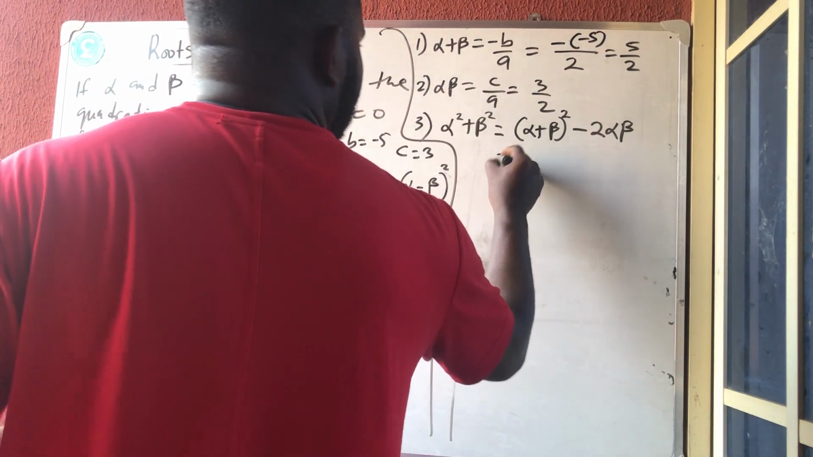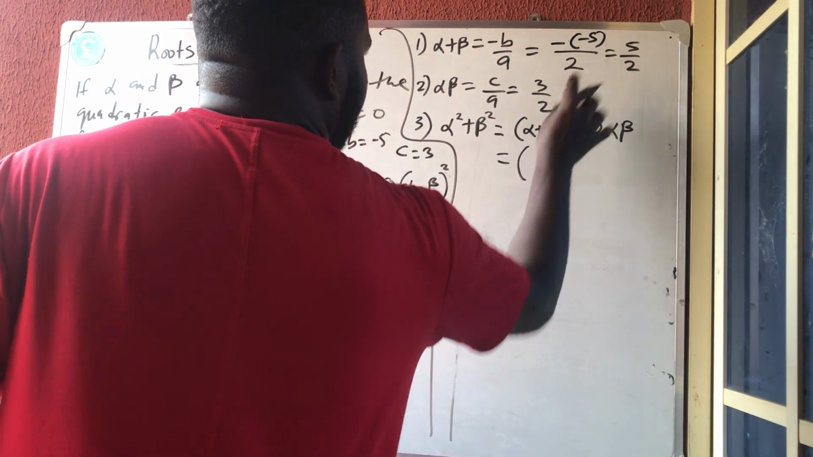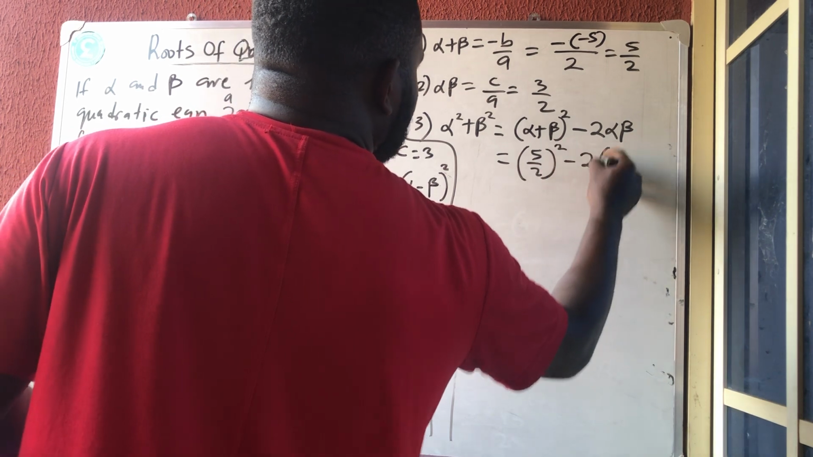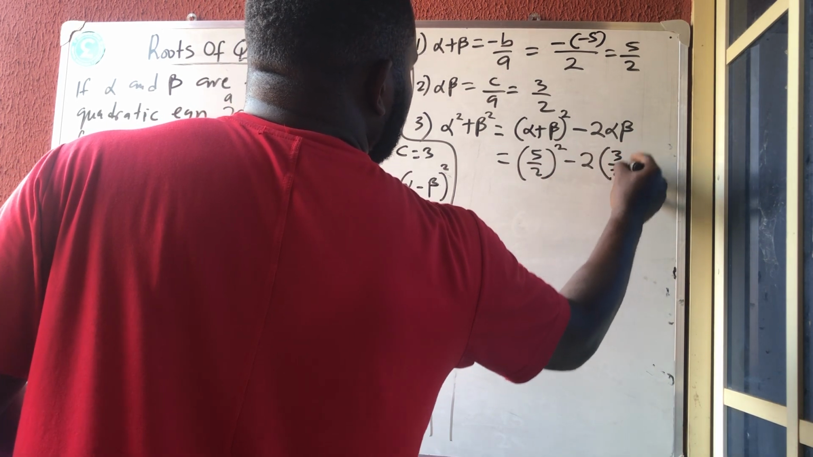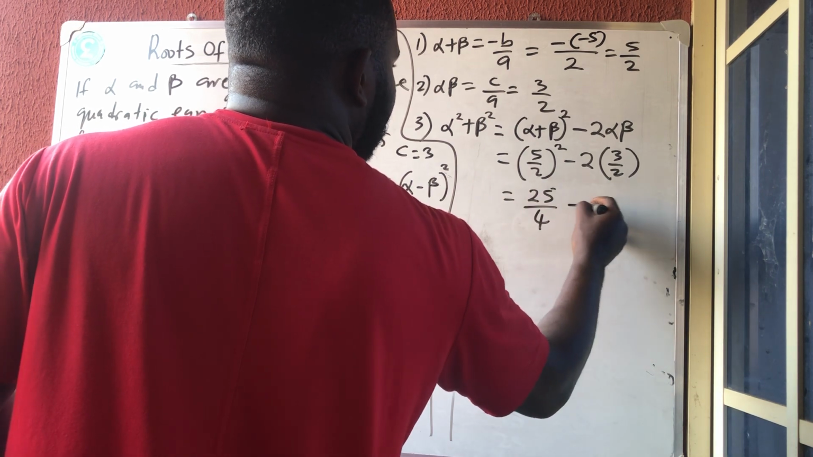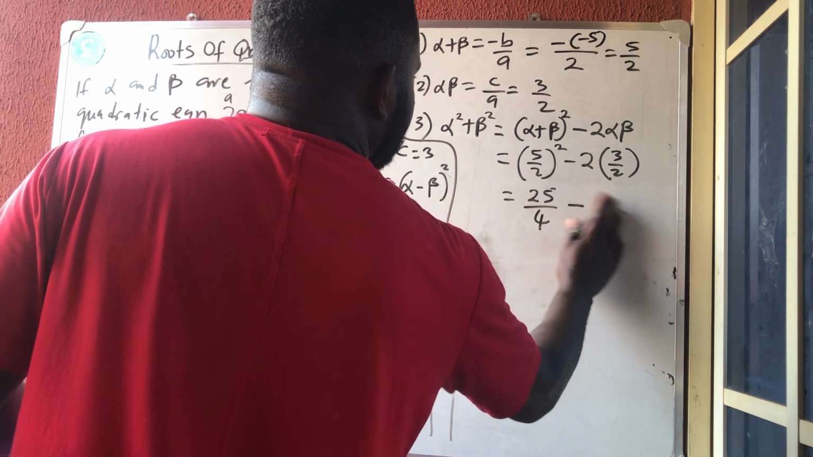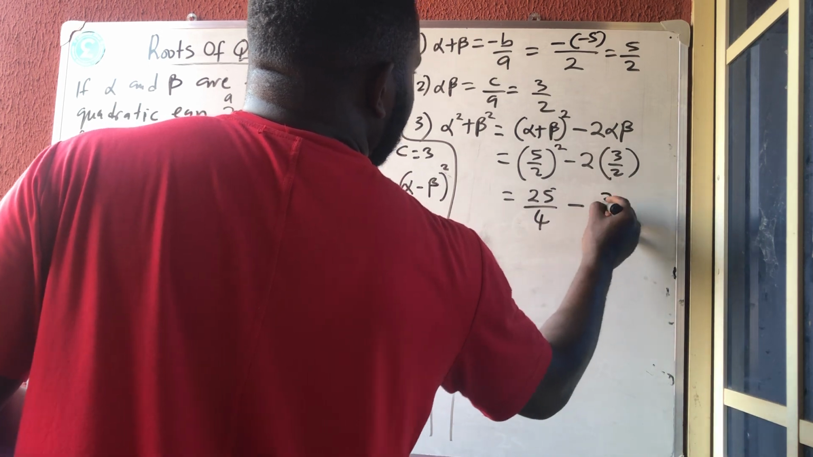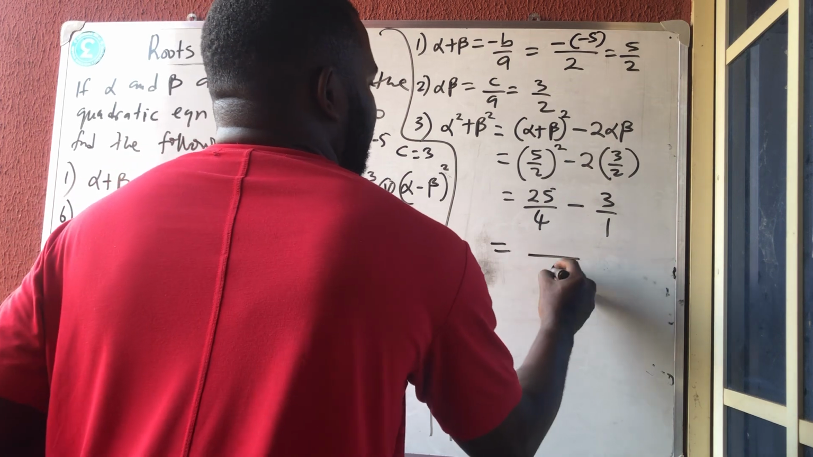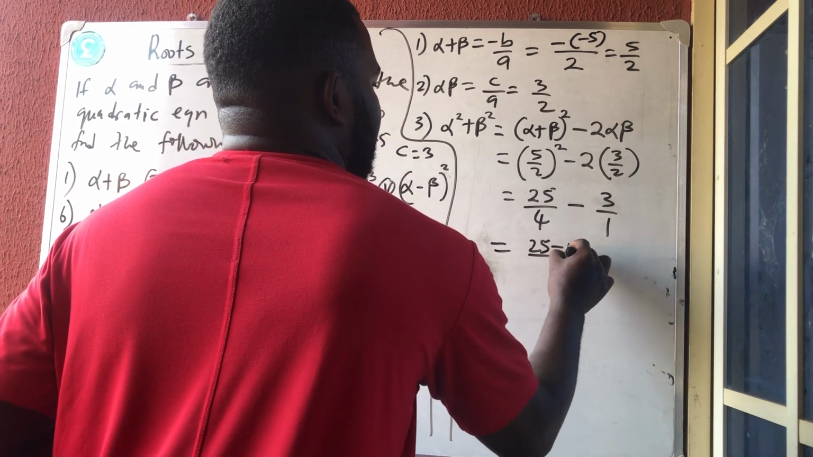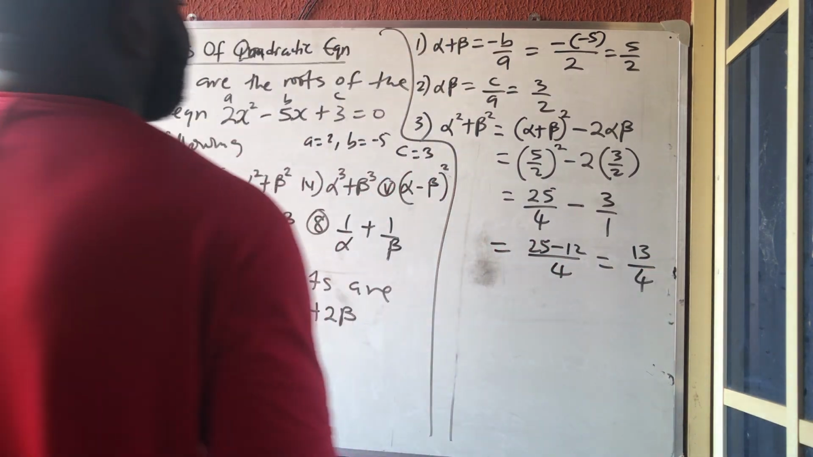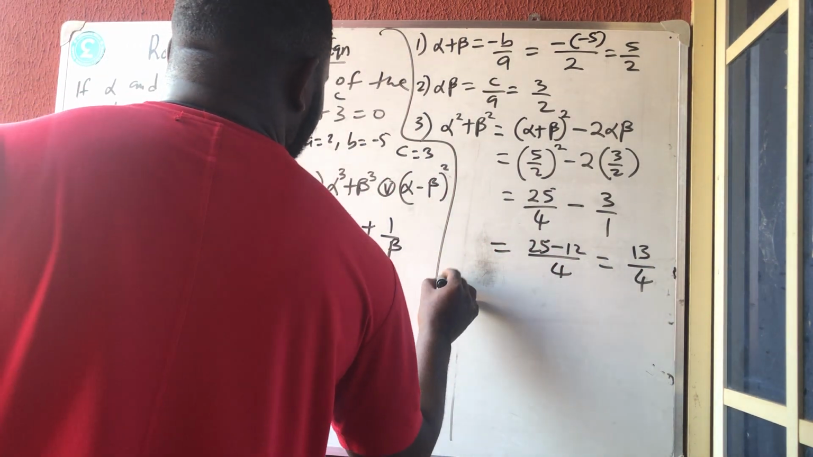So let's now put it in. I get 5 over 2 all squared minus 2 into 3 over 2, which is 25 over 4 minus 6 over 2, or let me say minus 3 over 1, because 2 can cancel 2. The LCM is 4, so 25 minus 12. My answer is 13 over 4, as simple as that.